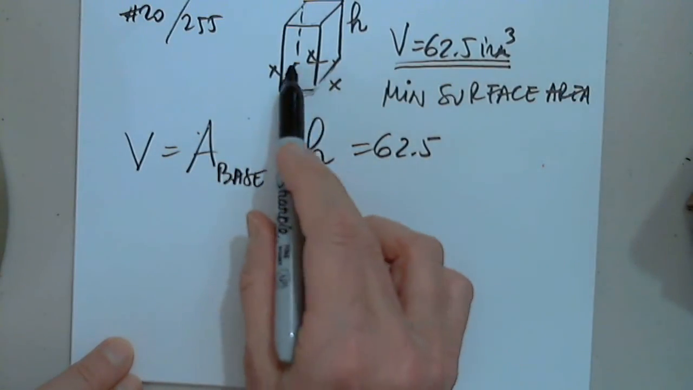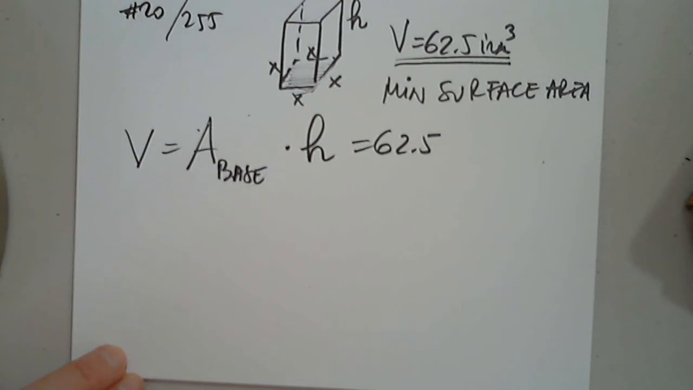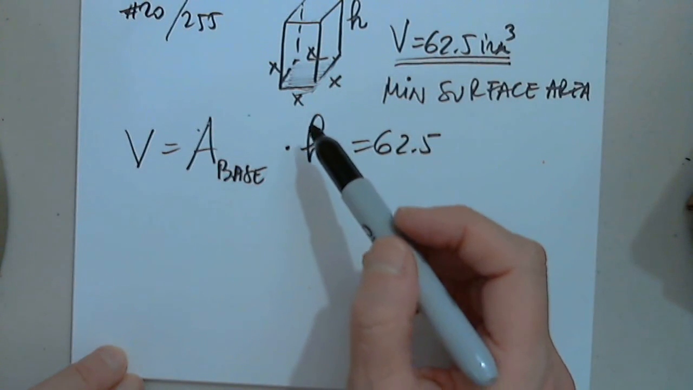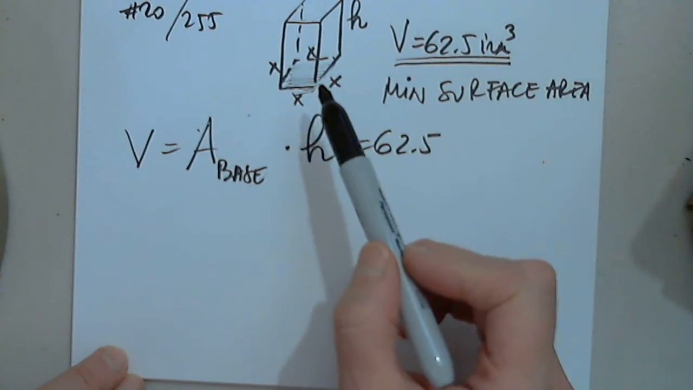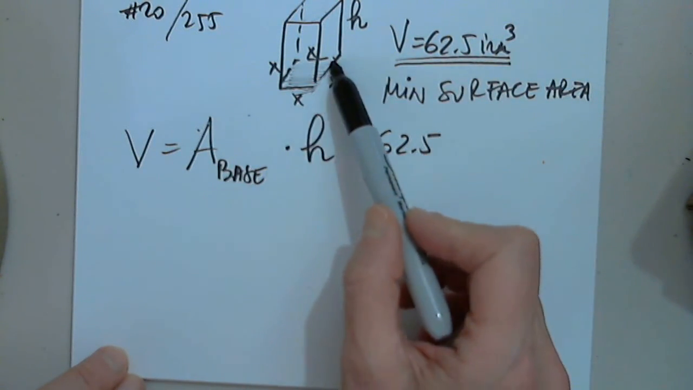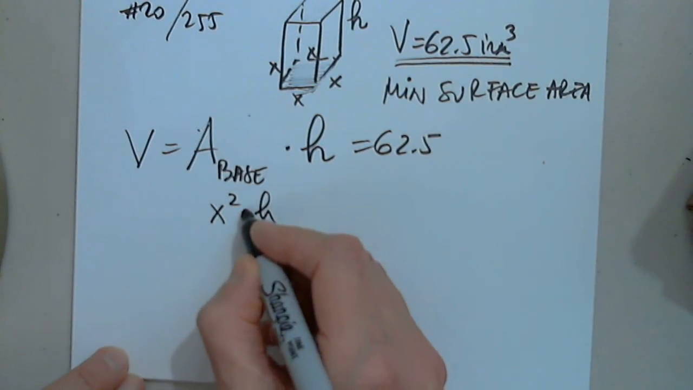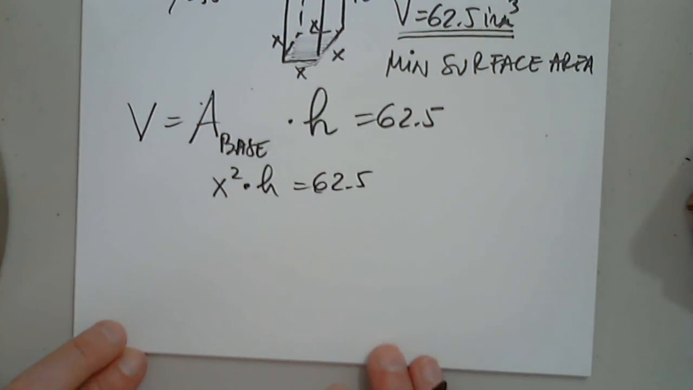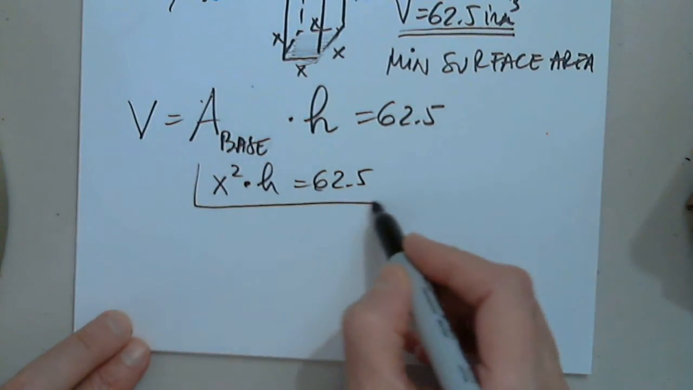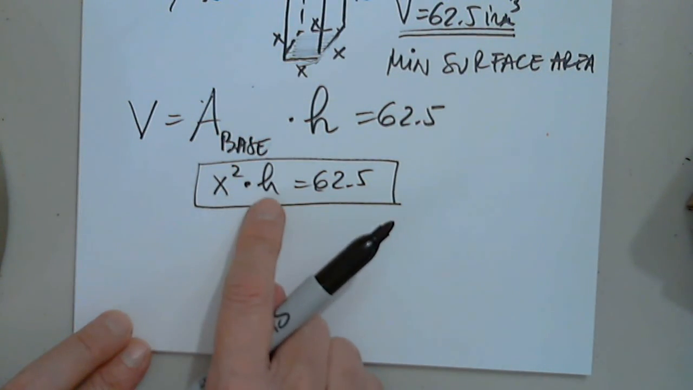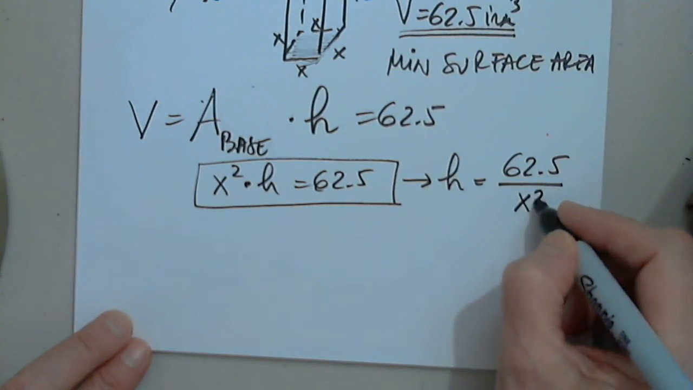And what is the area of a square? Can anyone give us this area? Is it 4 times x? But are we adding or multiplying? Multiplying? Okay, so if we multiply length times width, then what do we get? X squared. Thank you. X squared times the height equals 62.5. And from here, I'm going to have to eliminate one of the variables, and I would like to eliminate the height. So the height is 62.5 divided by x squared.